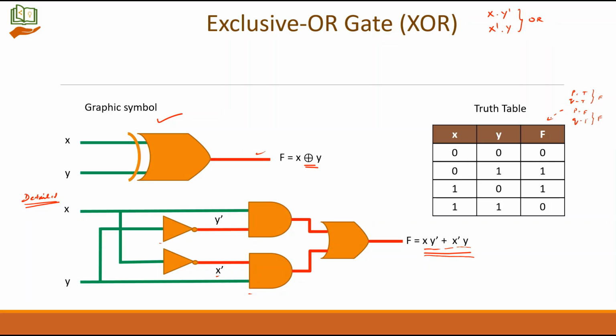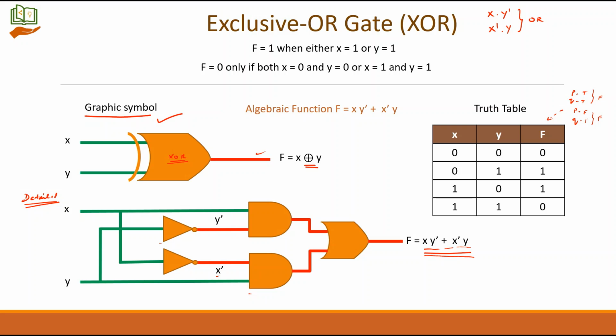So remember, this is the graphical symbol of XOR gate. F is equal to 1 when either x is equal to 1 or y is equal to 1. So at a time only one of the value can be 1. F is equal to 0 when both x and y have the same value. Whether they are 0 or 1, it doesn't matter. But when they have same value, it ends up with 0. So what is the algebraic function? Though we represent it using XOR symbol here, the algebraic function is x and y dash plus x dash and y.